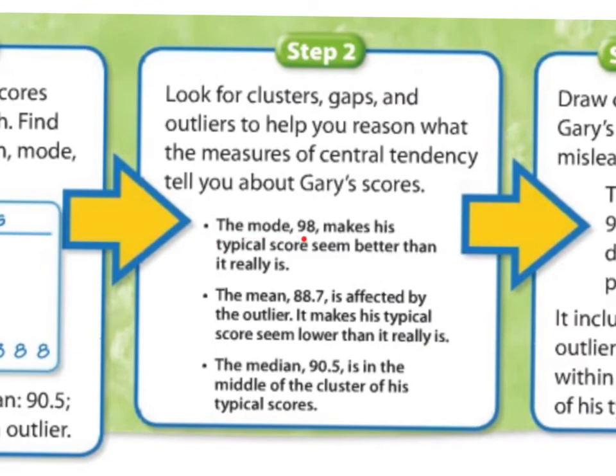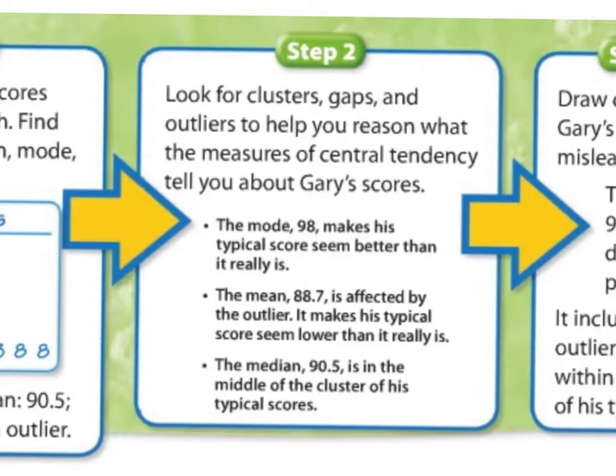The mode, 98, if he says he typically gets that, it seems like a lie. It makes his typical score seem better than it really is. So that's not a good thing to use for central data. The mean, 88.7, is affected too much by the outlier. It makes his typical score seem lower than it really is.